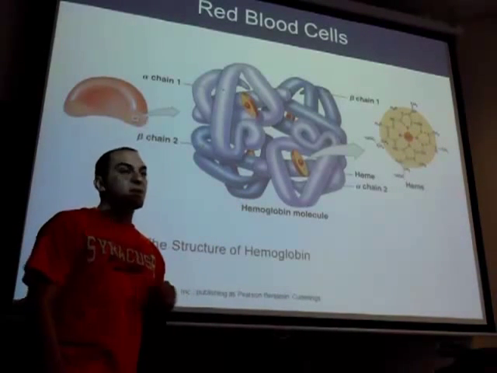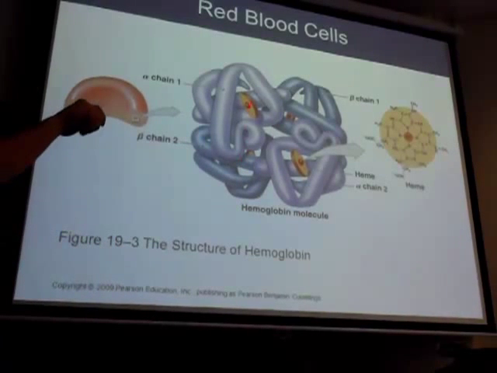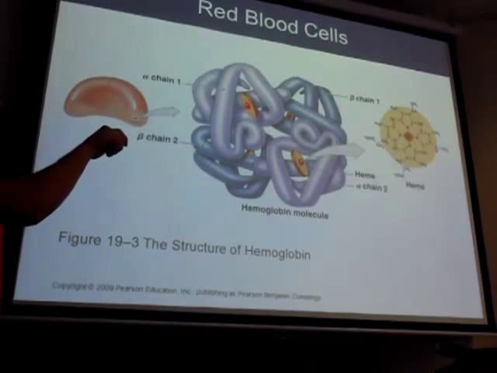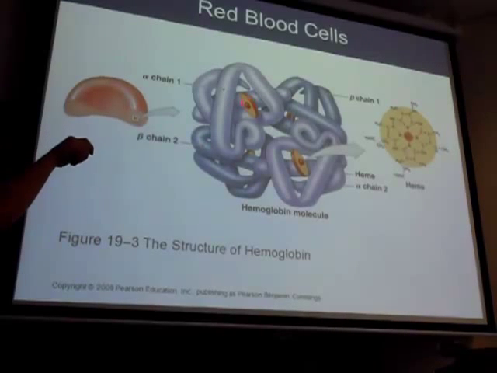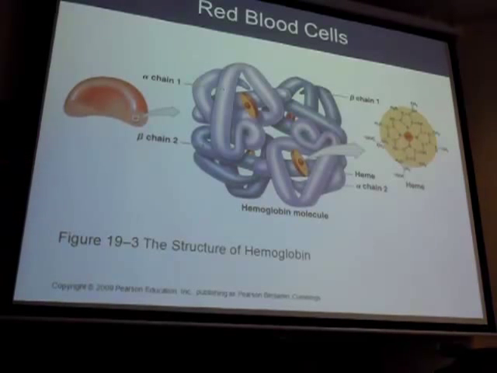And then, how many heme groups do we have in one hemoglobin molecule? There's four. You see, one, two, three, four. And what's at the center of each heme? Good, iron. What's the symbol for iron? Fe, right in there. So we're going to be talking about the breakdown of this coming up now. So you want to make sure you understand that.